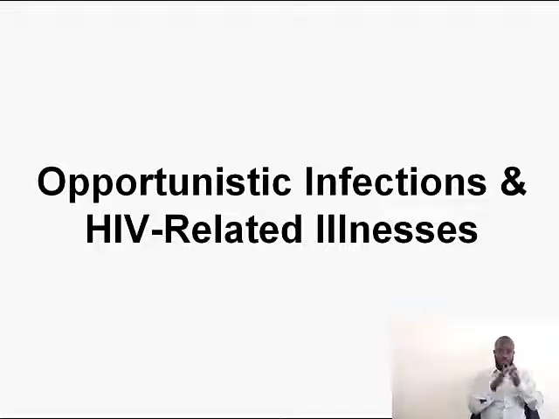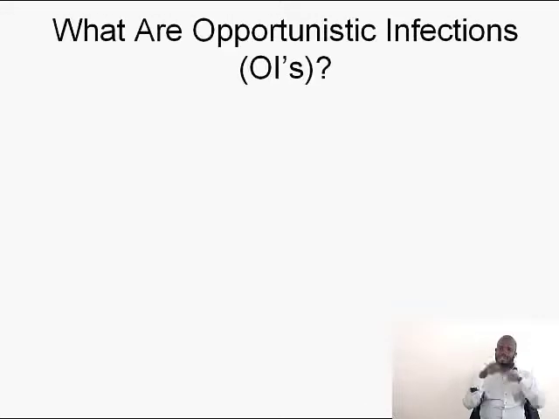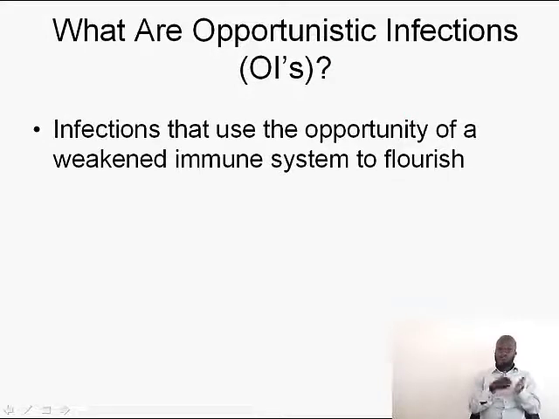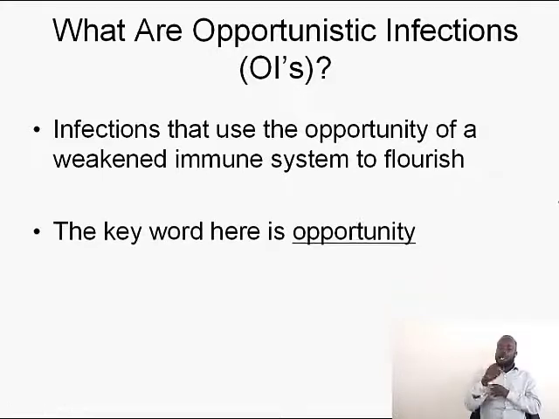I would like to spend some time with you today talking about opportunistic infections and HIV related illness. So opportunistic infections, that phrase is sort of a mouthful. Most of the time I'll be referring to them as OIs. And these are infections that use the opportunity of a weakened immune system to flourish. So the key word here is opportunity.